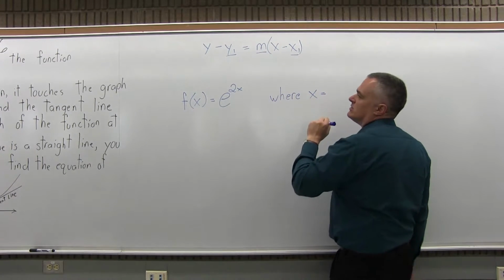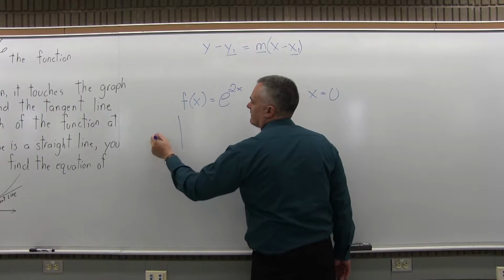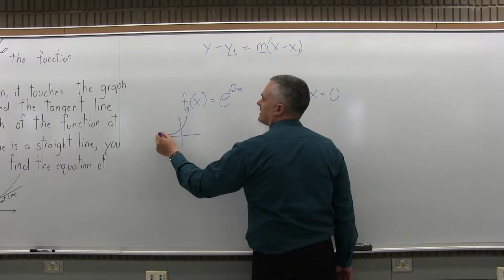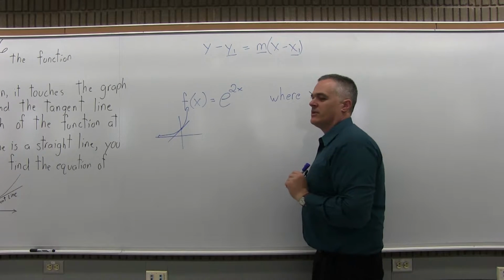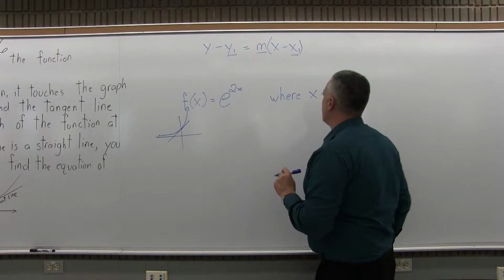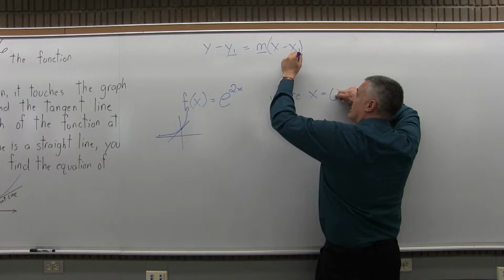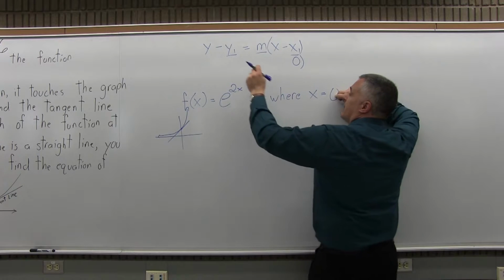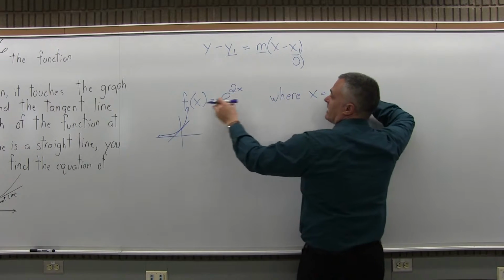x equals 0. So for a more accurate graph, e to the 2x, like any exponential function, looks something like that, where x is 0. That's really what we're going to be looking for. So since it says where x is 0, that can actually go in for x1 right away. And the y1 I can figure out by putting in a 0 for x in the function.